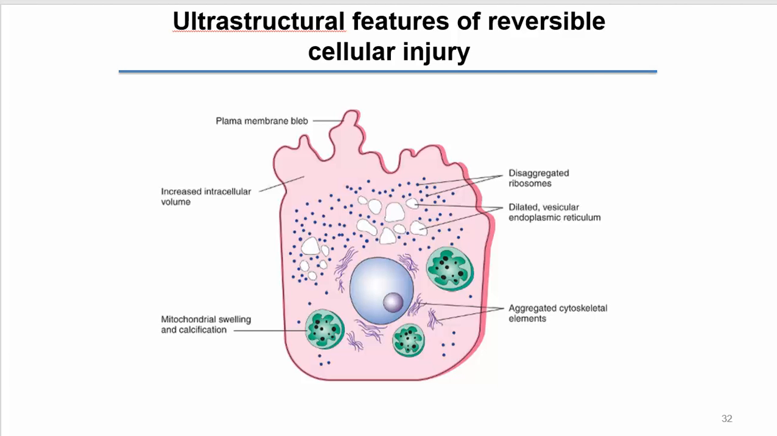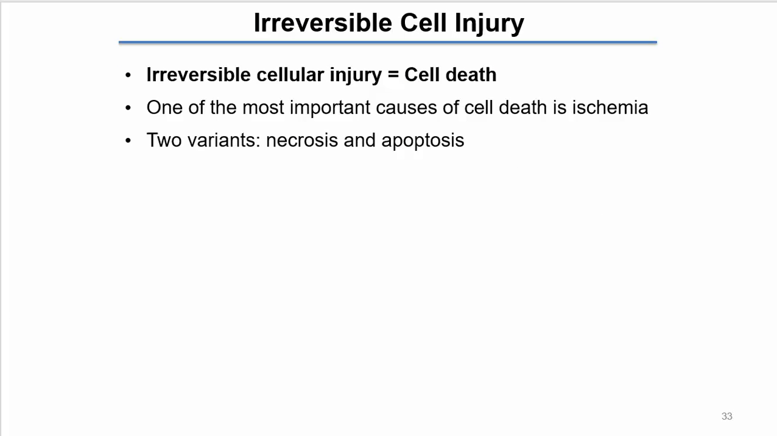But this is, at this point, still reversible. At some point, it reaches a tipping point, and nobody really knows where that tipping point is. But when it reaches that, the cell will die. The cellular injury is too much to overcome, and the cell will die. And it dies in one of two ways: necrosis and apoptosis.